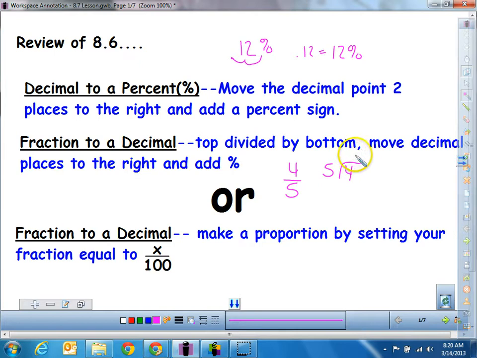4 divided by 5 equals 0.8. Then from here, we move it 2 places. So we got to add a 0 and add a percent sign. Otherwise, we could have always said 4/5 is equal to x over 100. And in that case, then we would take 4 times 100 to get 400, and then we would divide it by 5, which when we do that, we get 80, and that's our percent.